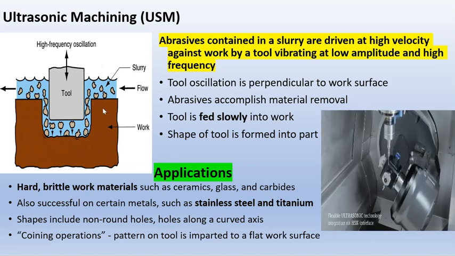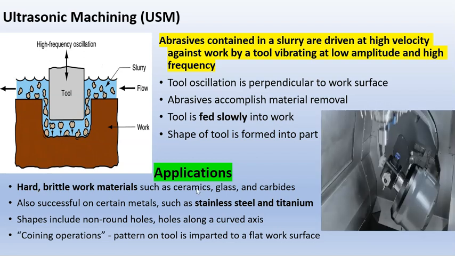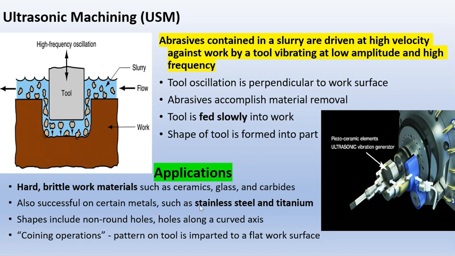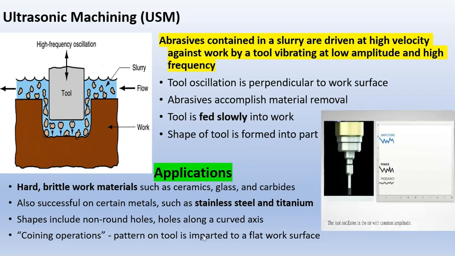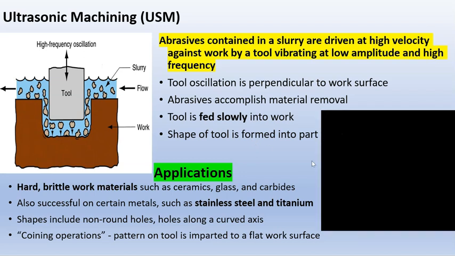The application for ultrasonic machining is for hard, brittle work materials such as ceramic, glass, and carbides, and also success on certain metals such as stainless steel and titanium. They have the coining operation, in which the pattern on the tool is imparted to a flat work surface, so they follow the shape of the tool.